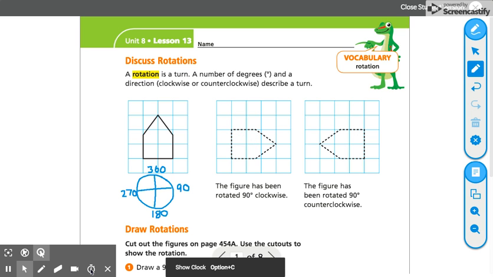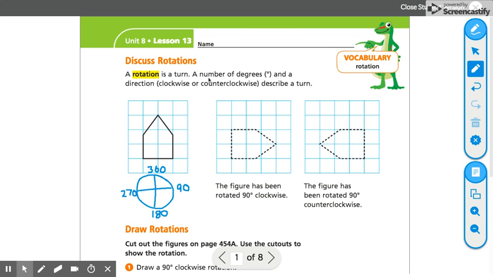This is Mrs. Naslund, and today we will be talking about rotation, reflection, and translation when it comes to shapes. So first, let's start off by talking about rotation. A rotation is a turn of a number of degrees and a direction.